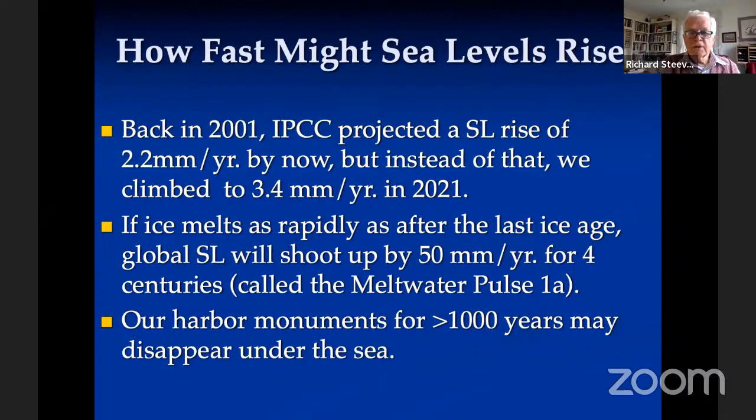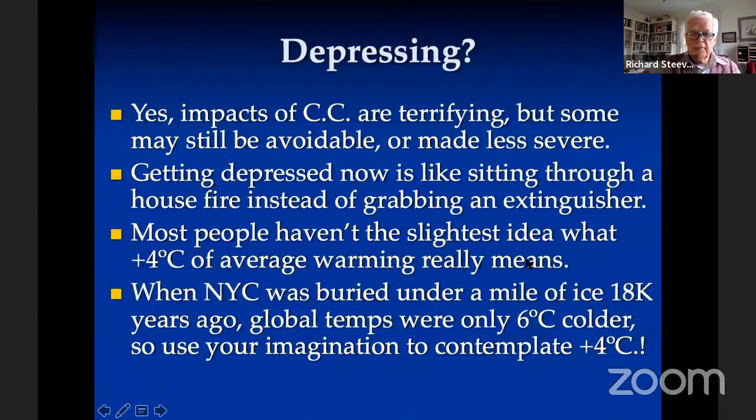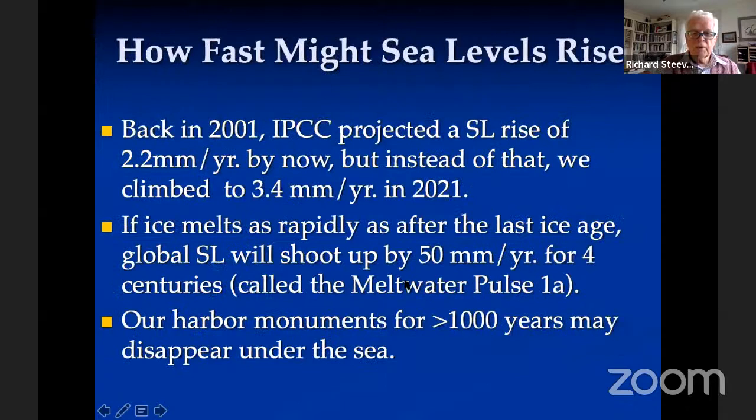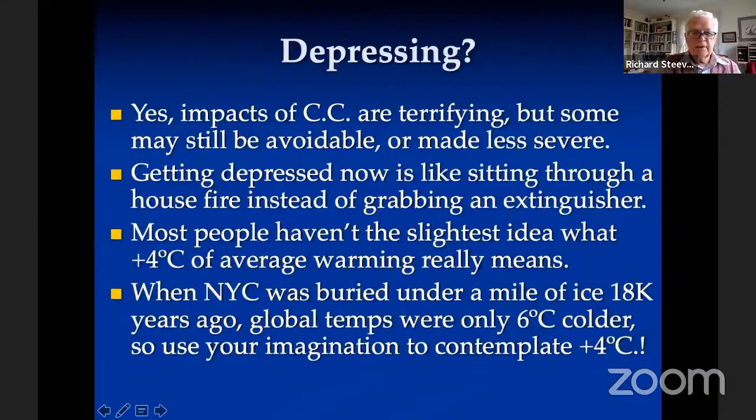If ice melts as rapidly as it did after the last ice age, global sea level will shoot up by 50 millimeters per year. This is interesting, 50 millimeters per year instead of 3.5. And that went on after the last ice age for 4 centuries. It actually had a name in geologic time called the Meltwater Pulse 1A. And so that could very well happen. Our harbor monuments of over 1,000 years may disappear into the sea. Is this depressing? Yes, yes it is.